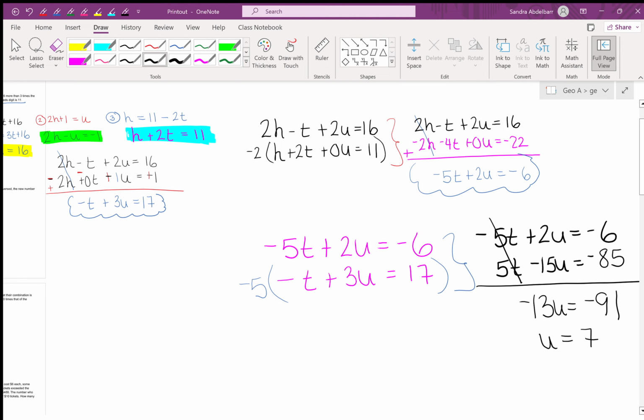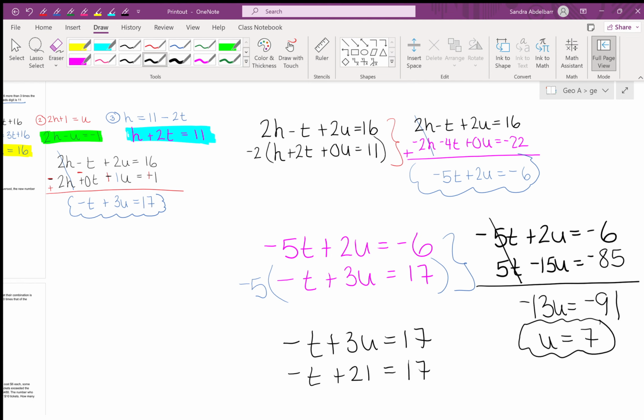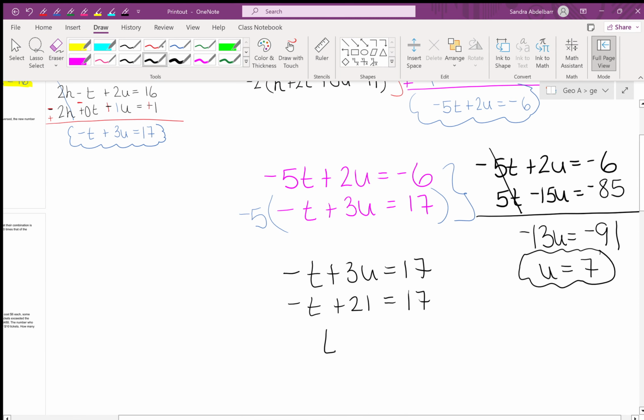What am I going to do now? David, if you used the other two equations, would you still get the same answer? Yeah, of course. All right, so now what are we going to do with that u? Plug it in. So I'm going to go back to one of the equations, negative t plus 3u equals 17. So now we have negative t plus 21 equals 17. What do we get for t? Anybody solve it? 4. Good.